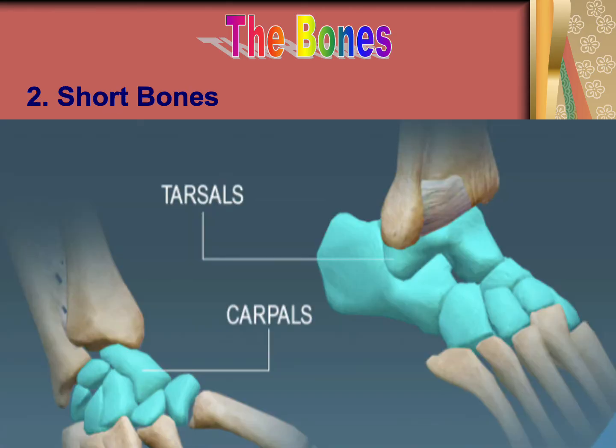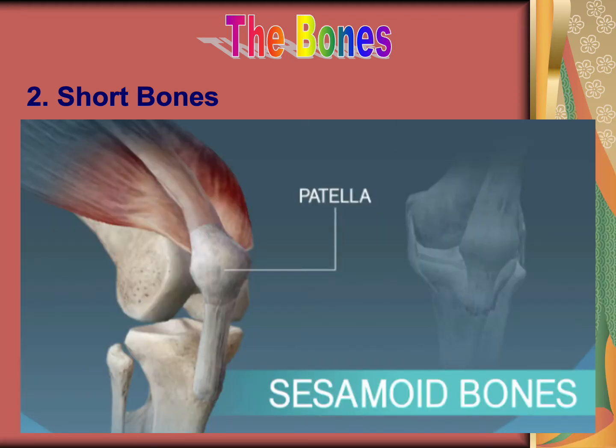The short bones are the tarsals of the foot and the carpals of the hand. Generally, they are cube-shaped and they contain mostly spongy bone with an outer layer of compact bone. Sesamoid bones, on the other hand, form within tendons. They are a special type of short bone, and the best known example is the patella.